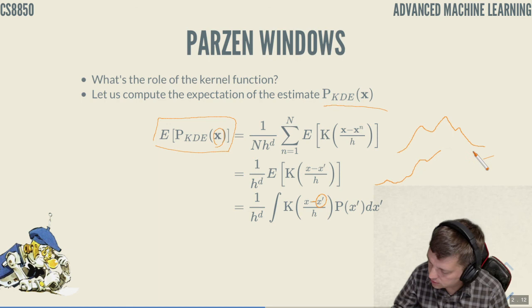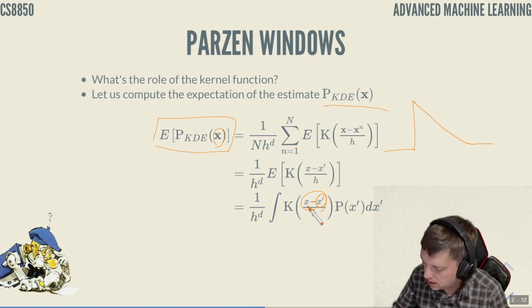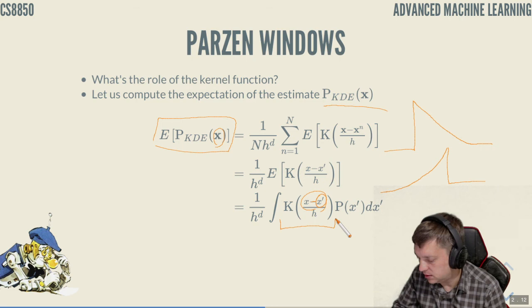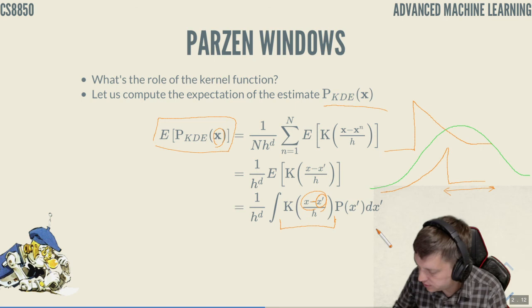That doesn't work that well. Let's not be too creative. So if my kernel looks like that, and I'm doing this, I'm fixing x, and I'm integrating over all possible values, x minus those values. What I'm actually doing is I'm flipping the kernel, and I'm kind of sliding this kernel along this probability density function. Yes, like that. So I'm sliding it back and forth along the probability density function.